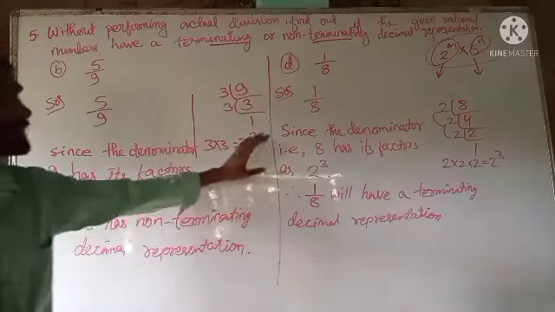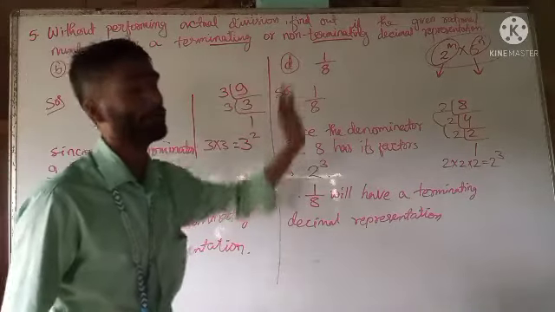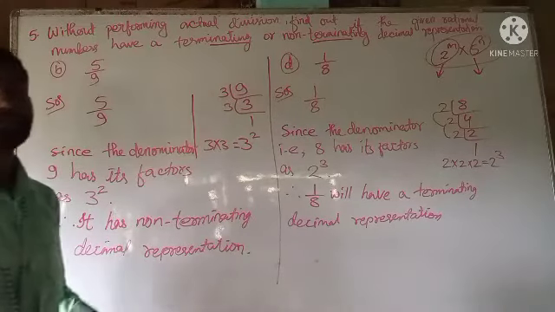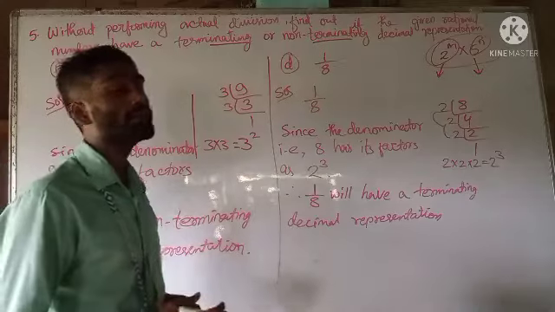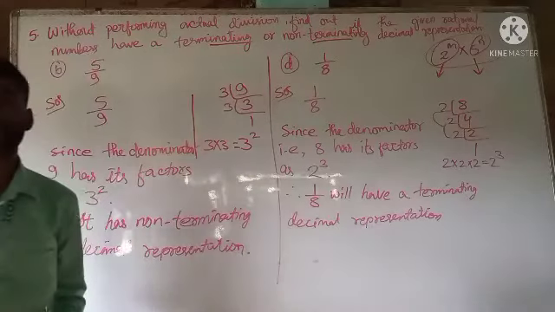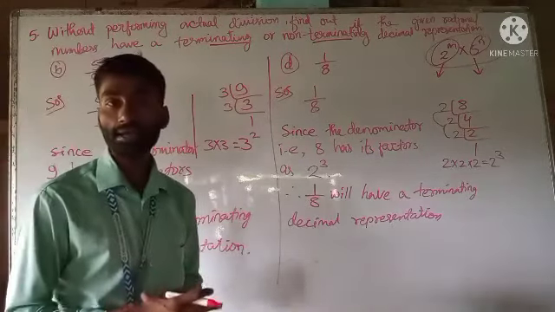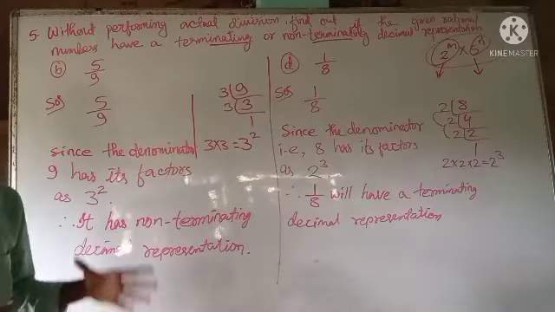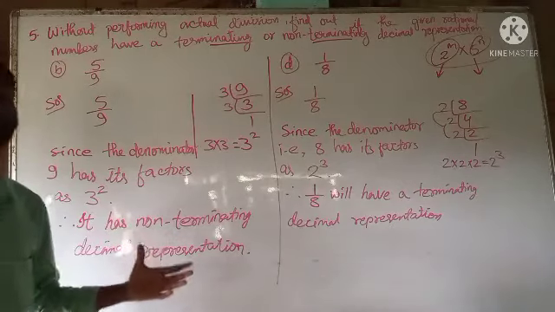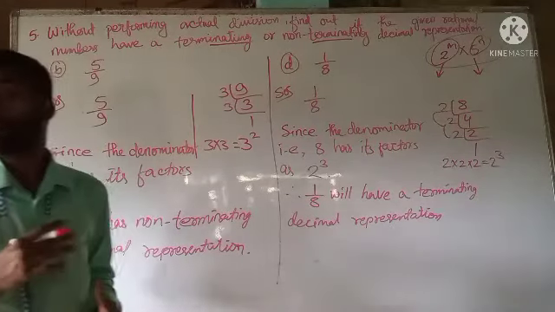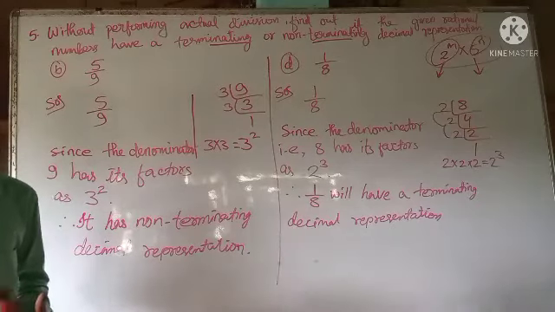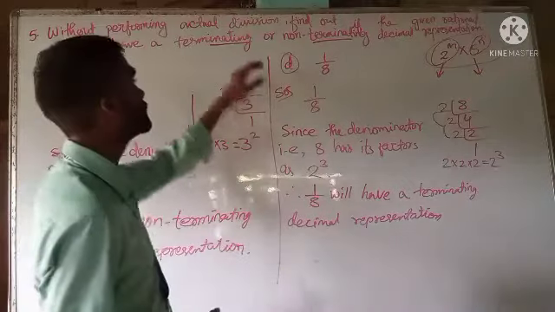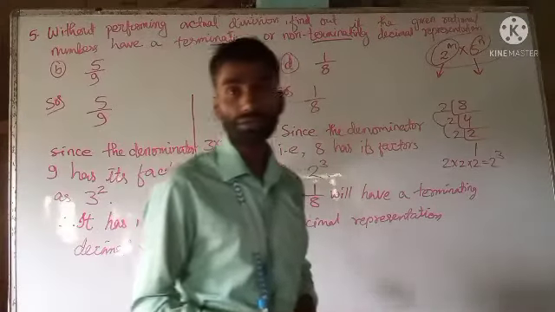So in this way we can identify which will have a terminating or which will have a non-terminating decimal representation. In the same way, in question number 6, you will find that some fractions are given with a plus sign in between. First you will have to add them and then find whether it is in the simplest form or not. If it is not in the simplest form, cancel it by a common factor to convert it to the simplest form, and then you can find the factors of the denominator and identify whether it is terminating or non-terminating.